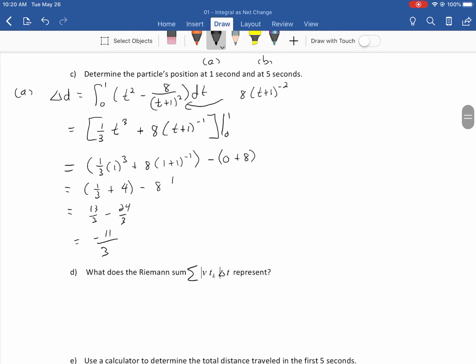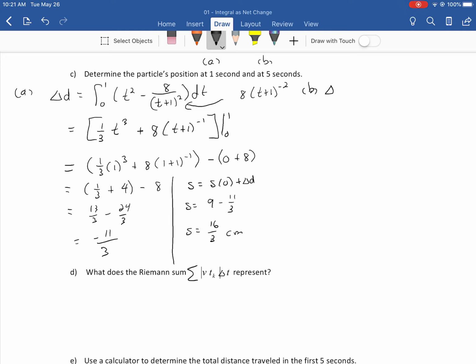So I need to write a little more here: my new position is whatever it started at, s0, plus whatever the delta D is. There are multiple ways to write this out, but we basically have to get our starting position in there, so it's 9 minus 11 thirds. So 9 is 27 thirds minus 11 thirds. I get 16 thirds centimeters. That was part A.